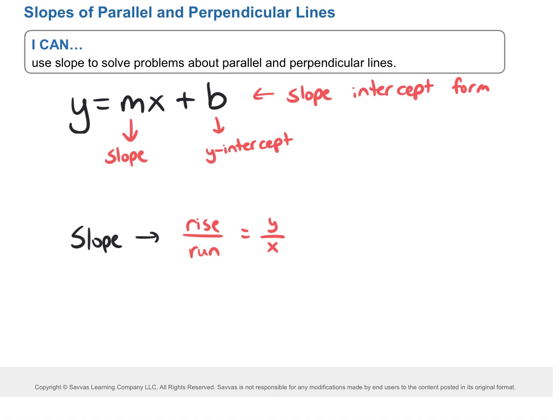A couple of slopes I want to talk about. Go ahead and draw these graphs real quick on your paper. This is on your homework, so go ahead and draw them so you have them. What if I had a line that looks like this? What's the slope of that line?